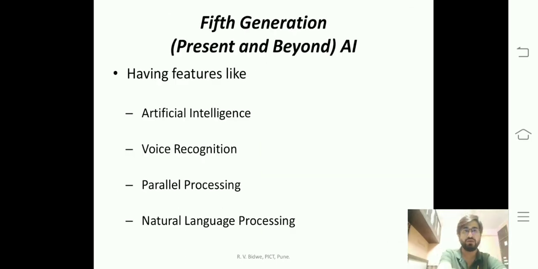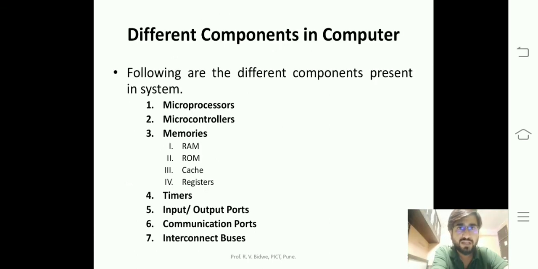Now today we are in the fifth generation of computers, which has features like artificial intelligence, voice recognition, parallel processing, natural language processing, machine learning. All these features are present in today's generation of computers. Okay, this is the list of different hardware present in the computer. We will try to understand the role of each hardware. The first one is the microprocessor, the second one is the controller, the third one is memory. There are 4 different kinds of memories present in our system. Then we have timers, then input output ports, communication ports, and interconnection buses.